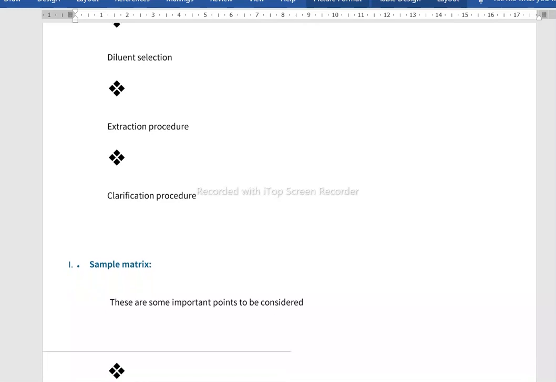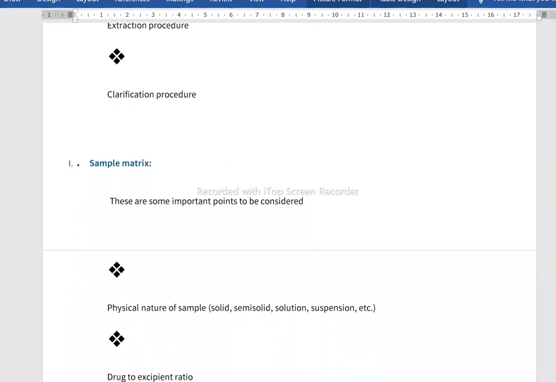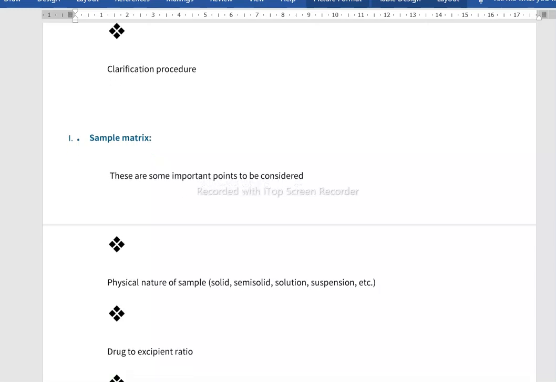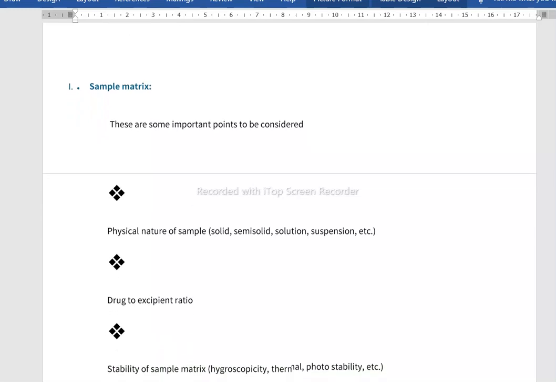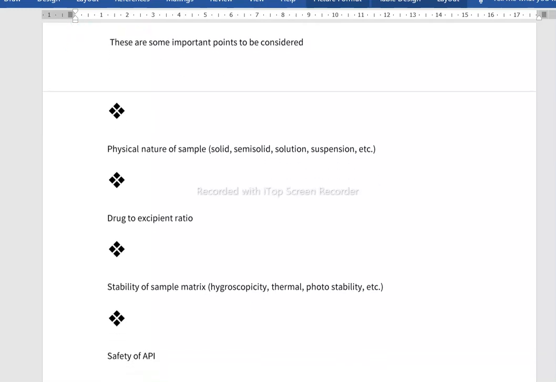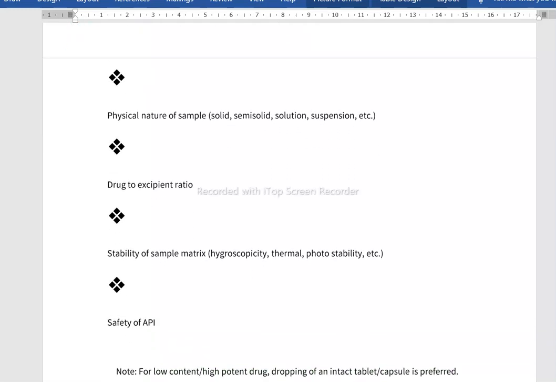These are some important points to be considered while deciding the sample matrices. Physical nature of the sample: is it solid or semi-solid, solution, suspension, etc.? What is the physical nature of your sample? It is also very important. Drug to excipient ratio, stability of sample matrix, its hygroscopicity, thermal stability, photostability, etc. Safety of API.